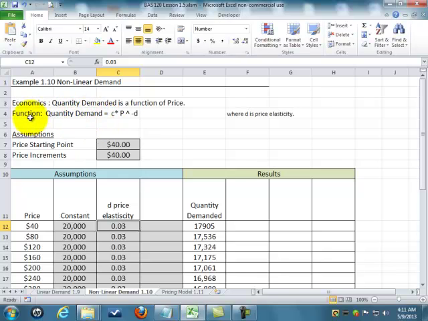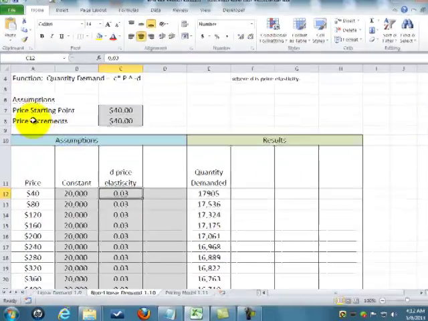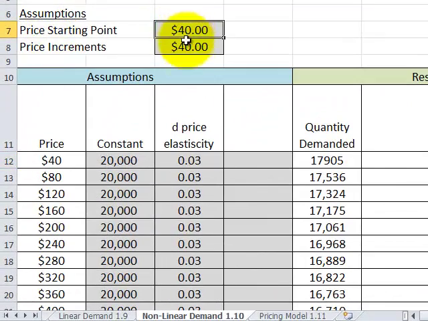So they've given us a nonlinear function in this equation. They've said the quantity demanded is equal to price raised to some exponent, which is the price elasticity, which, if you know economics, is just the percentage change as price fluctuates. Anyways, to model this, set it up the same way. Different starting points. Price, they told us the constant, they told us the price elasticity, and then we just went ahead and put this equation into Excel.